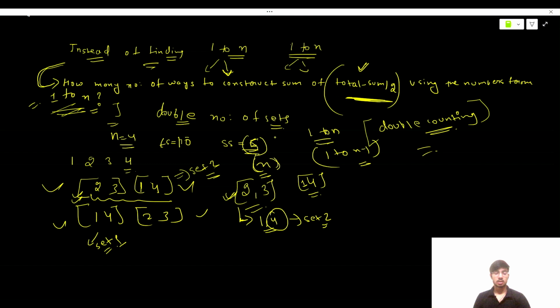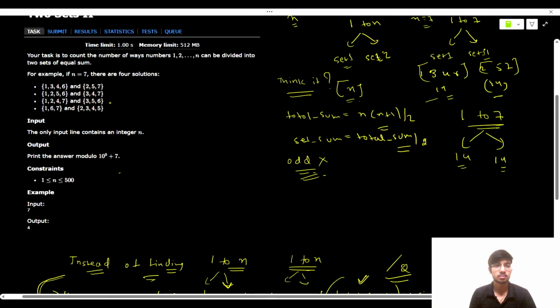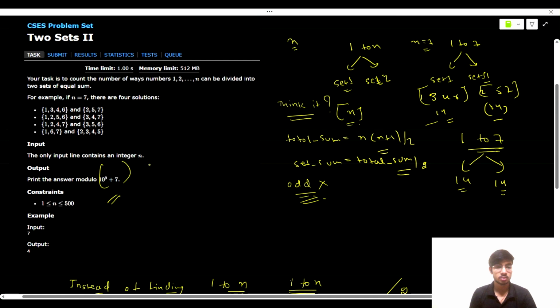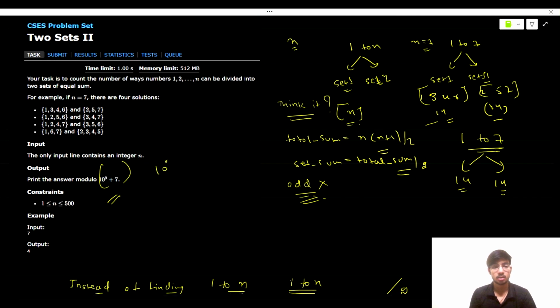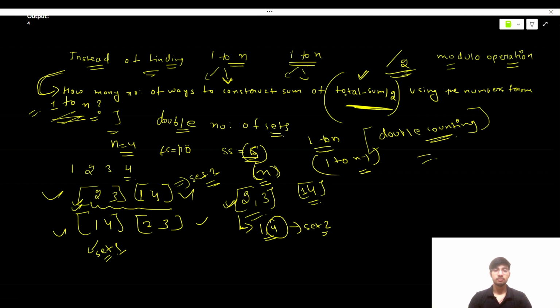Now, one question that could arise in your mind is why you cannot divide it by 2 if you count it double. I cannot do this because I do modulo operations, right? You have to print the answer by taking the modulo 10 to the power 9 plus 7, right? So you are doing multiple modulo operations, so you cannot divide it directly by 2. You can find the modulo inverse of 2 with respect to 10 to the power 9 plus 7, then you multiply it with that.